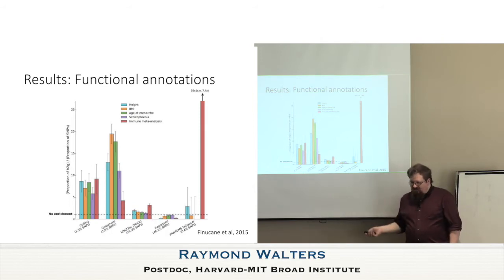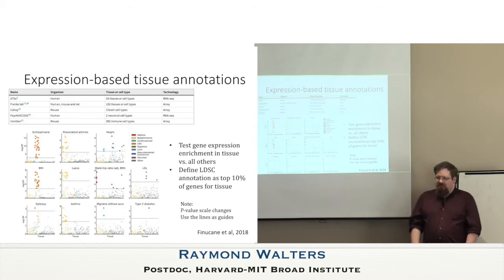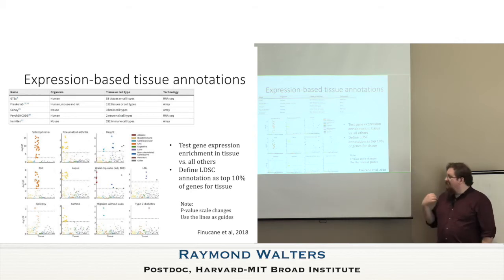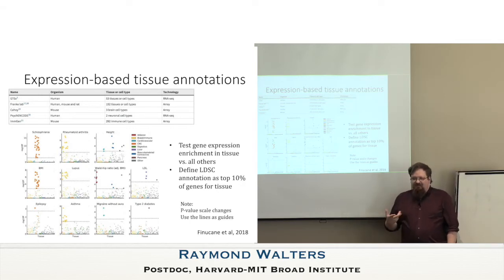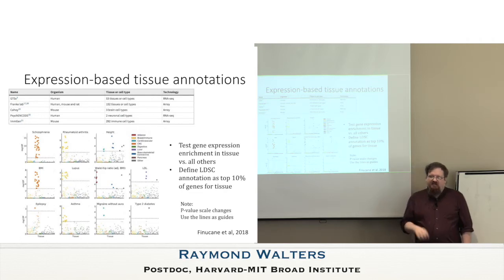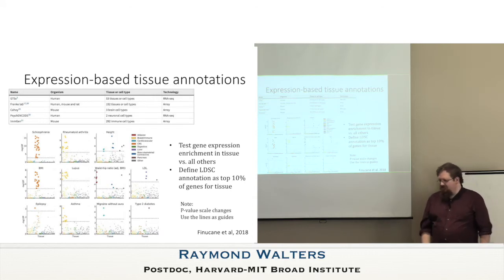Cool, so that's functional annotations. Similarly, I mentioned we can look at annotations related to particular tissue types. The paper from 2018 did this on gene sets defined based on expression of the genes in various tissues. This has also similarly been done based on chromatin information for transcription in various tissues.